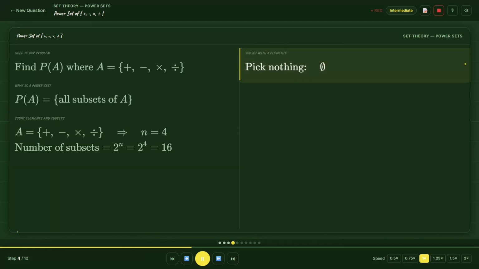Let's start with picking nothing at all. That gives us the empty set. It looks like this little circle with a line. Every set always has the empty set as a subset. That's one group so far.